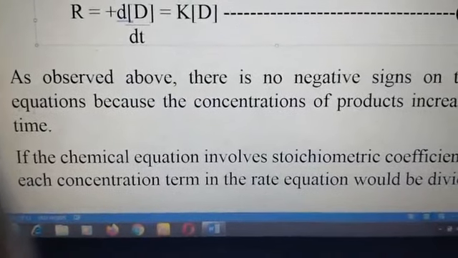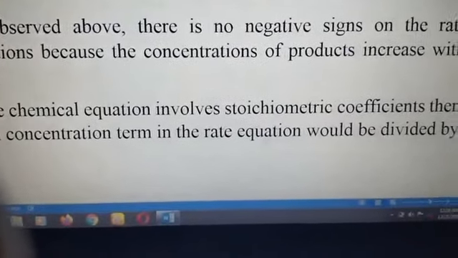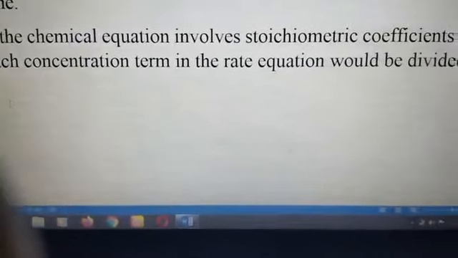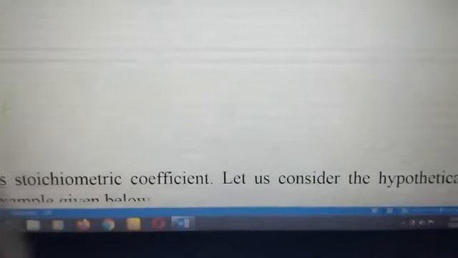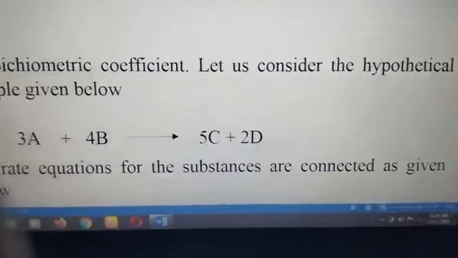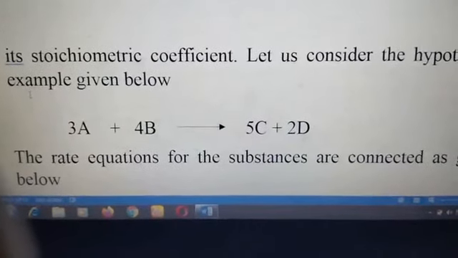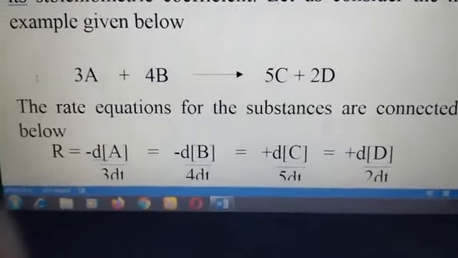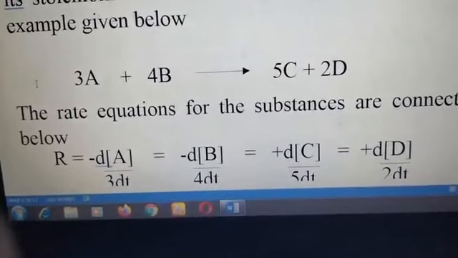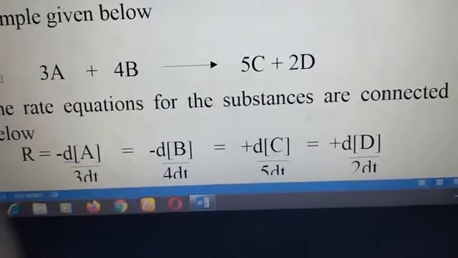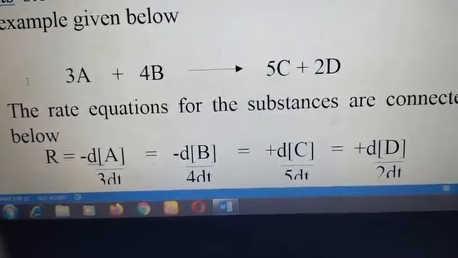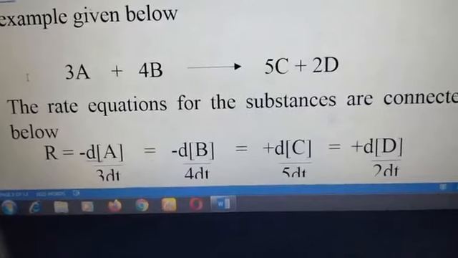Now let's continue. If the chemical reaction involves stoichiometric coefficients, then each concentration term in the rate equation will be divided by its stoichiometric coefficient. Let us consider the hypothetical example given below. So let's look at this reaction. In this reaction, we'll have some numbers in front of the reactants, 3 and 4, and some numbers in front of the products, 5 and 2. These numbers are normally called number of moles. We can still call them stoichiometric coefficients.